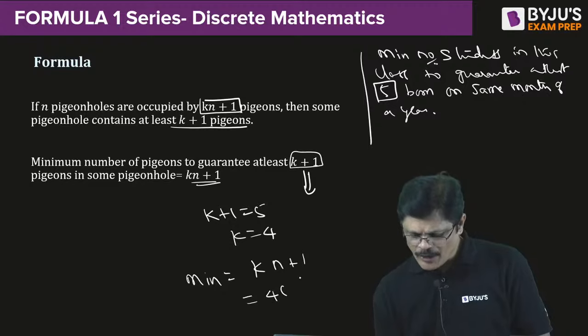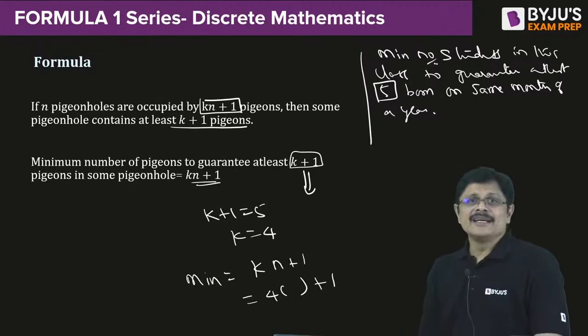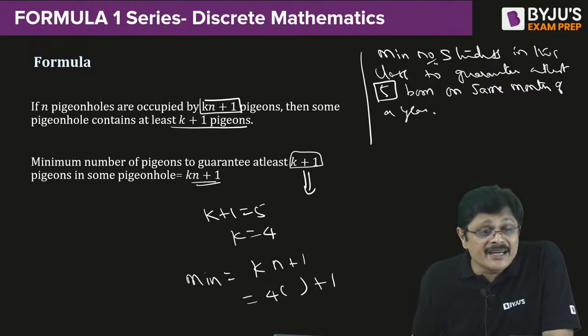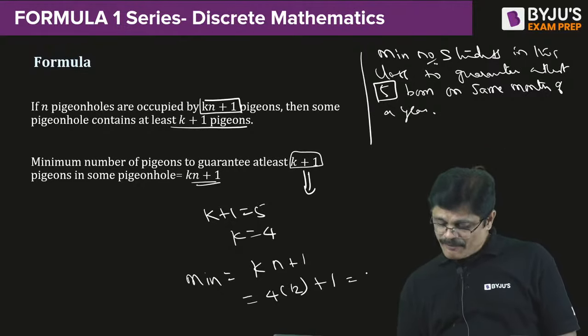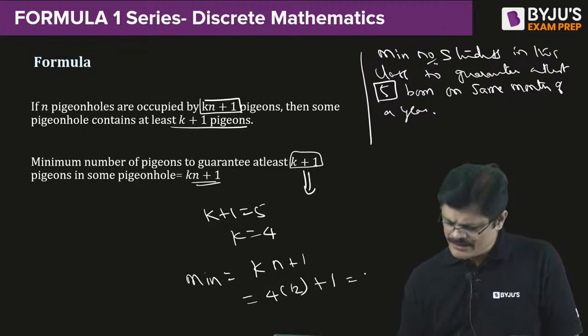K is 4. What is n, sir? What is n here? N is the number of months in a year. That is 12.